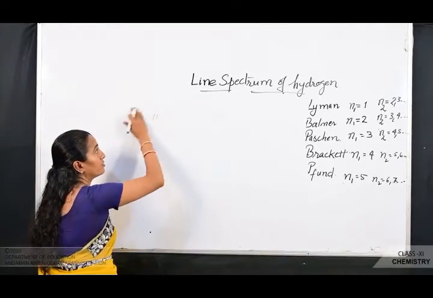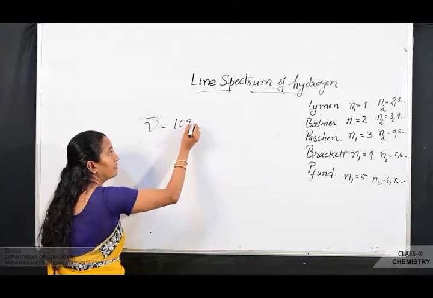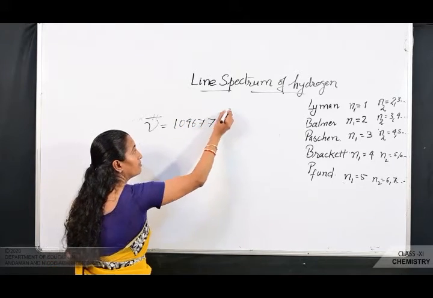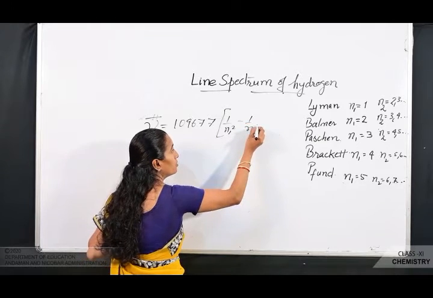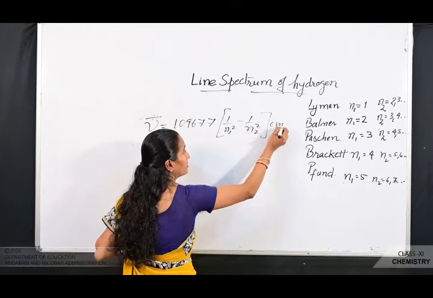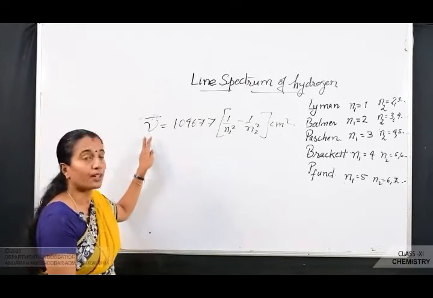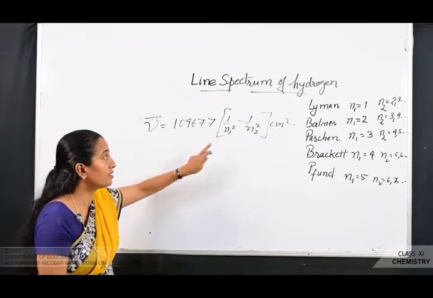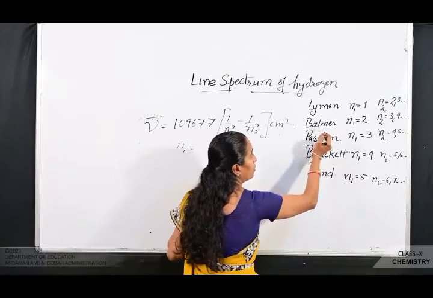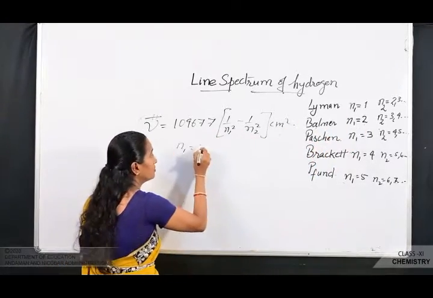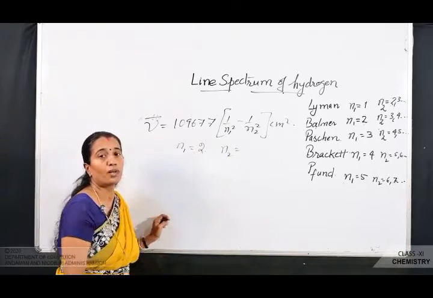That means the same formula here, wave number equals 109677 times the bracket 1 by n1 square minus 1 by n2 square, centimeter inverse. Here you are going to find out the wave number. Okay. And for the series, that means the n1 value, I have already written here, and for the Balmer series the n1 value is 2. Okay. So, what will be the n2 value?